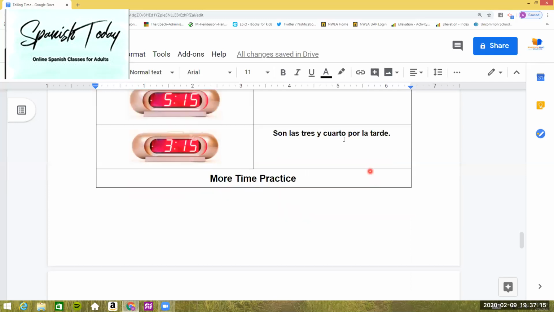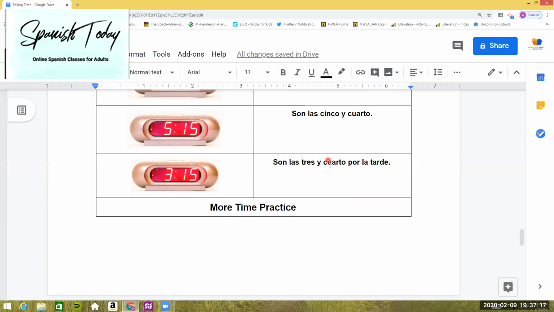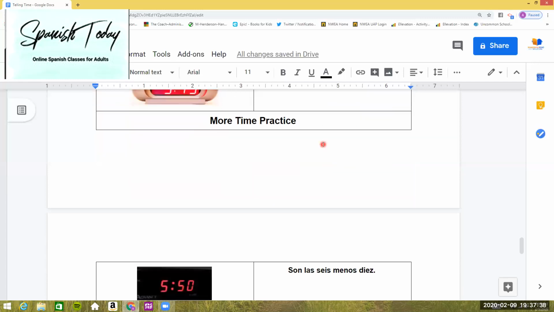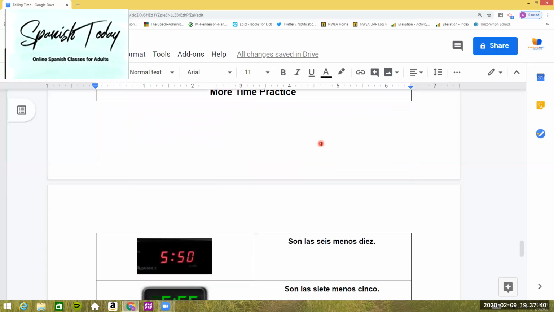Okay? Okay, and just a little tip. It's important to say cuarto. Okay? Because, you know, number 4 is cuatro. But this is cuarto. Make sense? Okay, so make sure to practice that because it will completely change the meaning if you say the inverted spelling. Okay, so let's go into some more time practice.